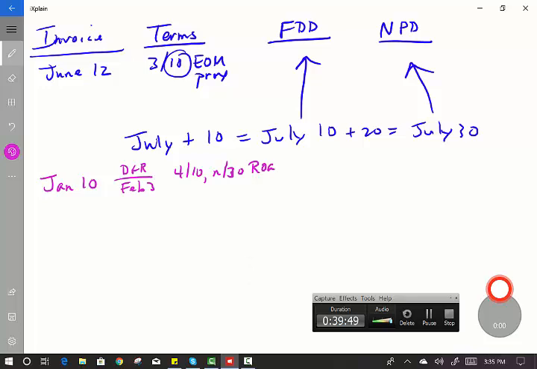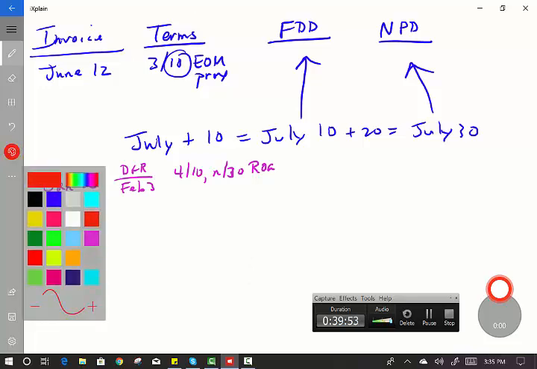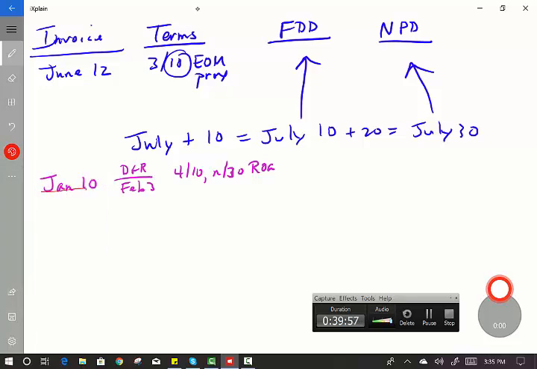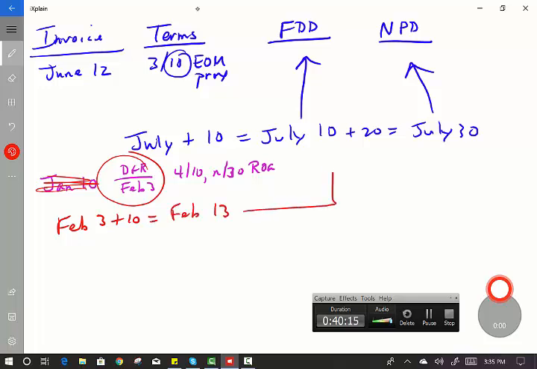Okay, since this is a receipt of goods, I'm not going to pay any attention to the actual invoice date. I want to use February 3rd, the date that the goods are received, since this is a receipt of goods format. Okay, so I'll start with February the 3rd, add 10 days to give me February the 13th, and that's going to be the final discount date.